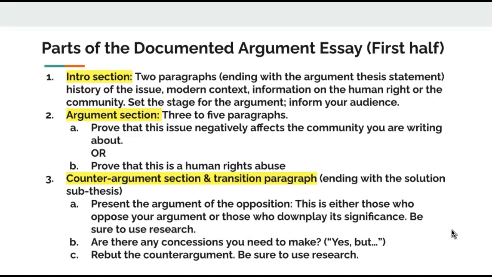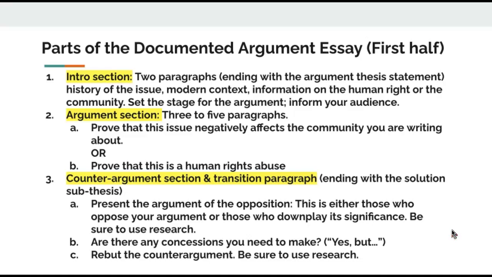In the third part of the paper, you're going to present the counter argument of those who oppose you. What do they have to say? And there's going to be a little transition paragraph where you just are moving into the solution section. And at the very end of that transition paragraph, there will be a solution, I'm going to call it a sub-thesis or a mini-thesis statement.